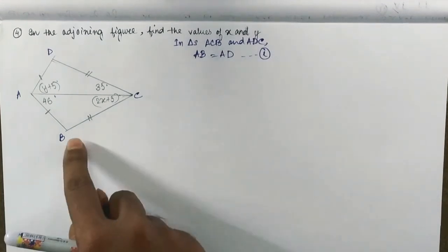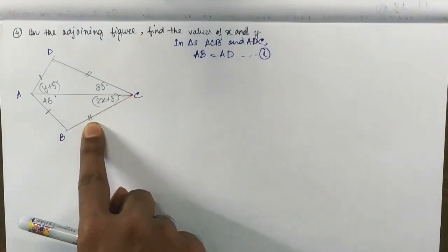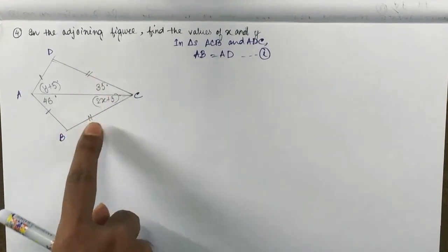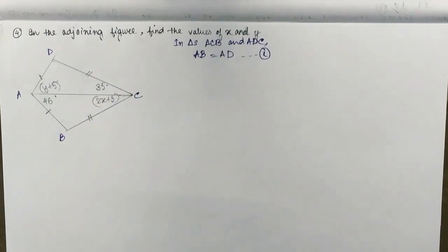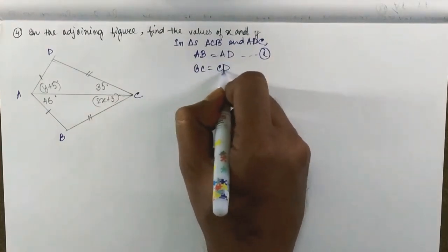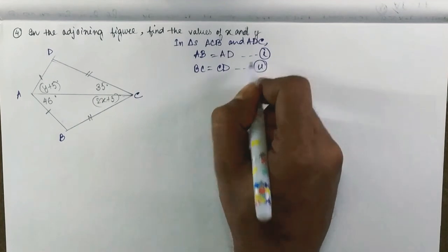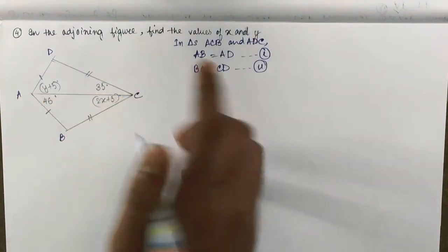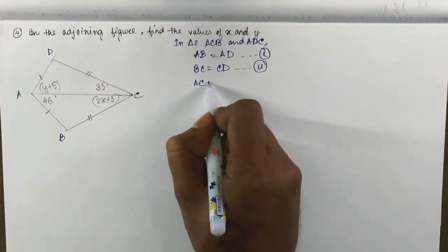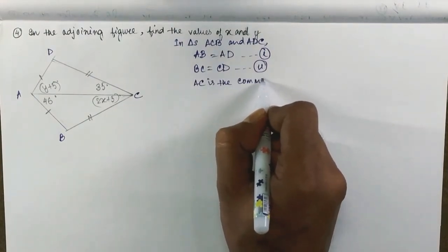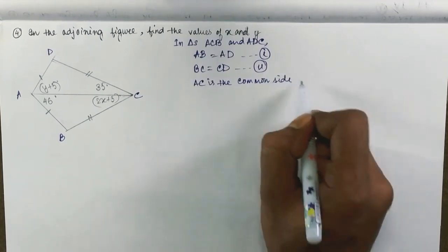Next, see, here this side BC is having a double dash and this side DC is also having a double dash. Now what does this double dash signify? It means that BC is equal to CD. This is our point number 2. And then we have the side AC. It is common in both the triangles. So AC is the common side. So this is our point number 3.